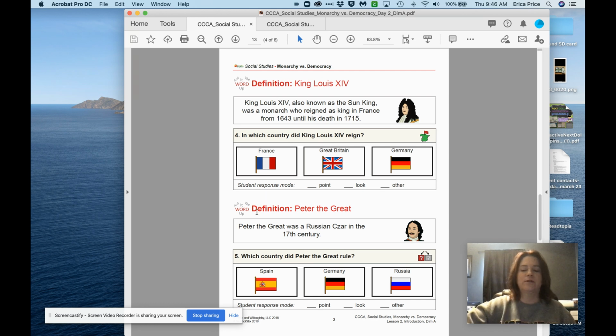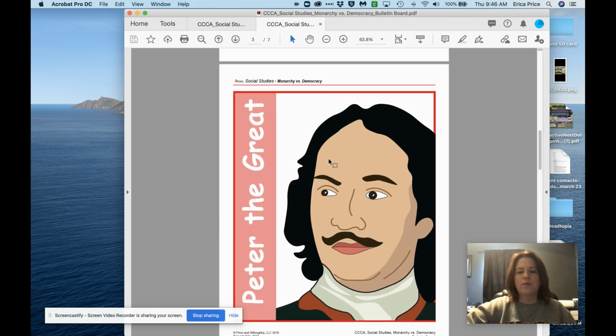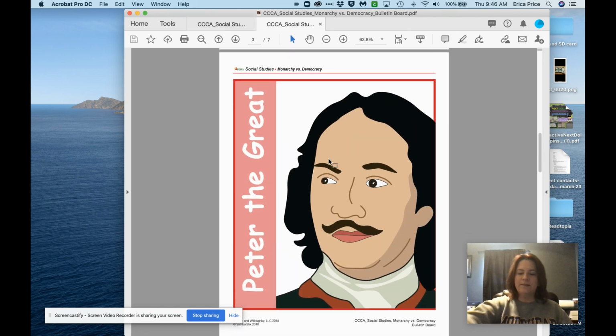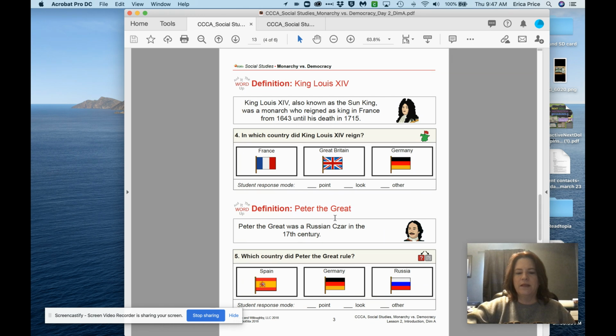Let's go ahead with our next person. This is on Peter the Great. Peter the Great? Who's Peter the Great? Peter the Great was a Russian czar in the 17th century. So here's a picture of Peter. He was a Russian czar, which is still, he's a ruler, okay? And if we were in our classroom, I would have this picture right here posted on my bulletin board. So when you would come in, you would see a picture of Peter the Great to help you remember. Peter the Great was a Russian czar in the 17th century.